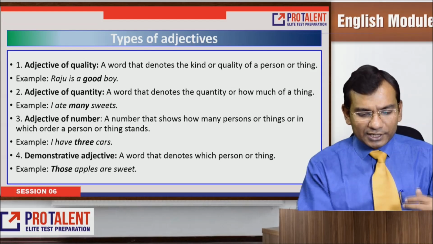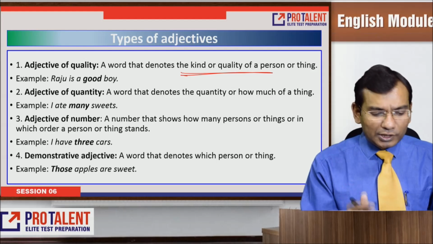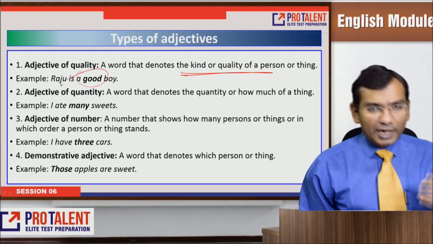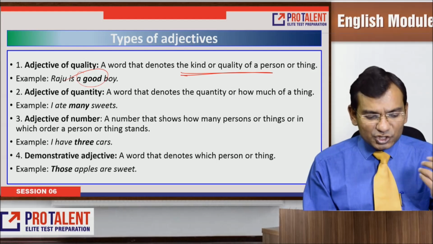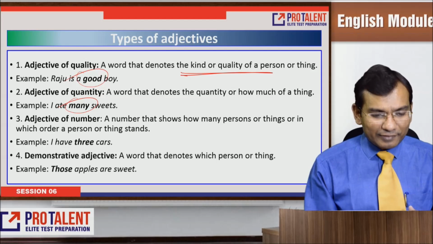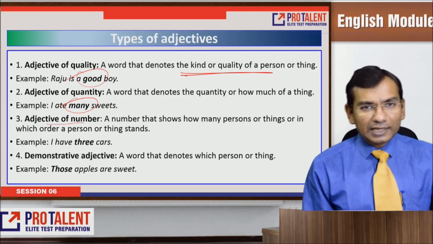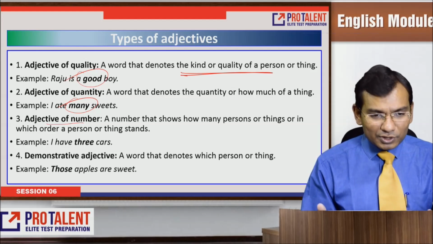ठीक है, a word that denotes the kind of quality of a person or a thing, that's called adjective of quality, which is Raju is a good boy. Adjective of quantity, it is number की बात हो रही है. I ate many sweets, so that's about the adjective for quantity. Similarly, we have adjective of number. I have 3 cars, so that's basically adjective for numbers.